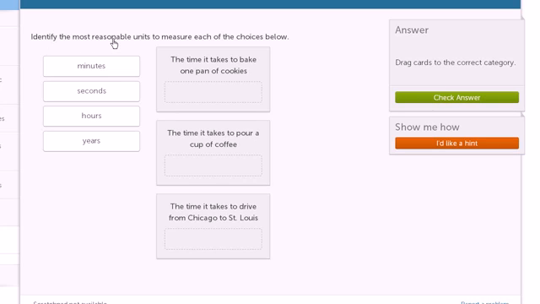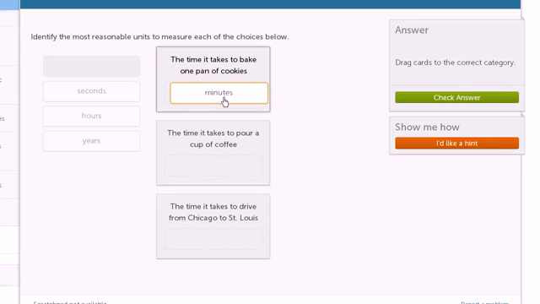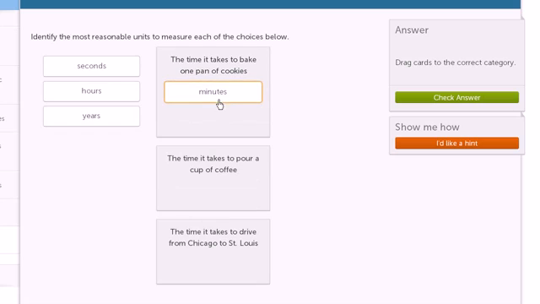Identify the most reasonable units to measure each of the following choices. So the time it takes to bake 1 pan of cookies. Let's see, that's usually in the minutes. So I'll go with minutes, unless you're doing some type of slow baking. But I'll say minutes is a reasonable unit here.